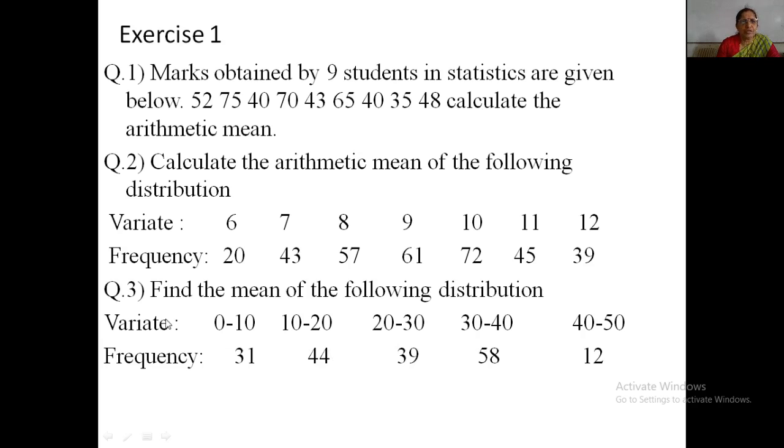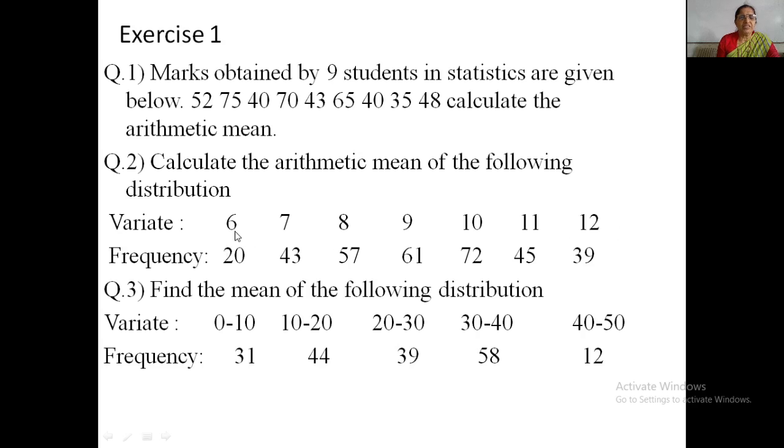In this way we can compute the arithmetic mean for a given distribution. So this is an exercise for you. Obtain the arithmetic mean of the marks obtained by 9 students in statistics given below. So these are the observations 52, 75, 40. What is my arithmetic mean? Arithmetic mean is the sum of all these observations divided by the number of observations, that is 9. Now in this case this is my discrete frequency distribution.